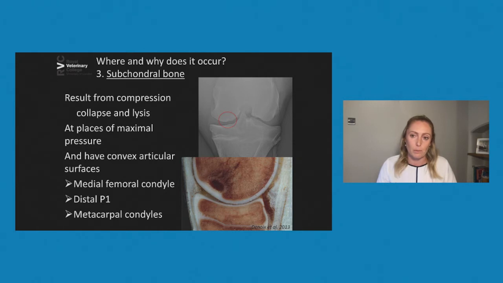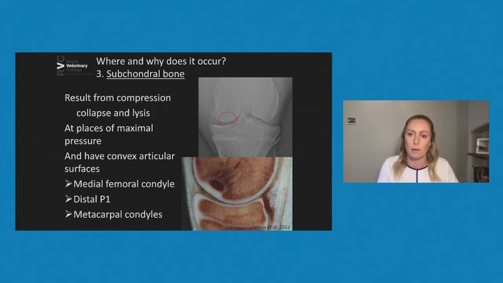Osteochondrosis occurring in subchondral bone may result from compression, so that can include areas of collapse and subsequent lysis at locations of the articular surface that undergo maximal points of pressure. These areas are then thought to have a type of failure of endochondral ossification and are then considered part of the osteochondral process.